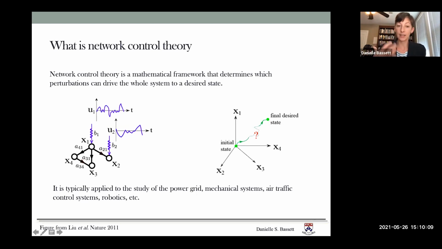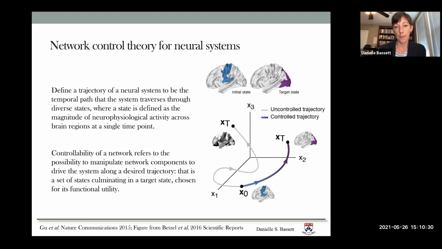So this technique of identifying or designing perturbations that would drive a particular state change is typically applied to the study of the power grid, to mechanical systems and robotic systems. But over the last few years, several labs have realized that it can be very useful in thinking about the brain, the control of brain dynamics, either intrinsically or exogenously.